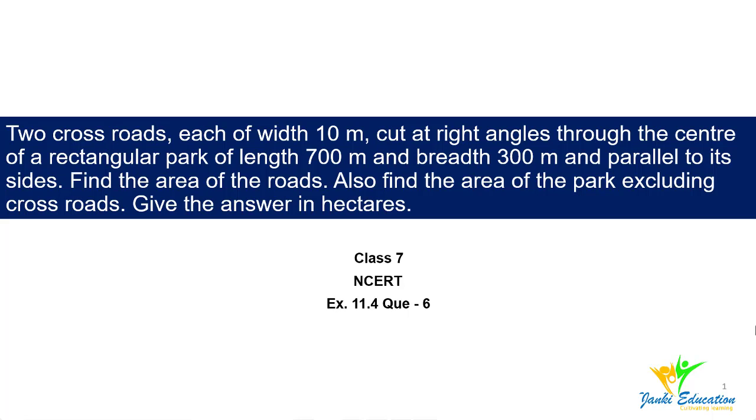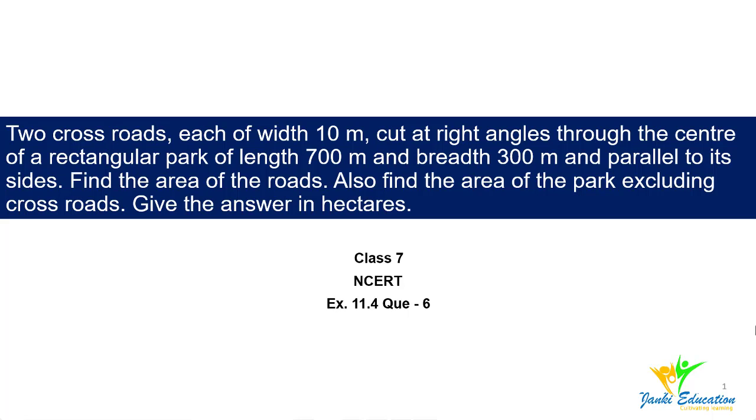Let's have a look at the question. Two crossroads, each of width 10 meter, cut at right angles through the center of a rectangular park of length 700 meter and breadth 300 meter, and parallel to its sides. Find the area of the roads. Also find the area of the park excluding crossroads. Give the answer in hectares.